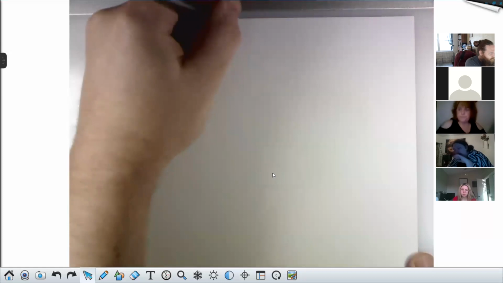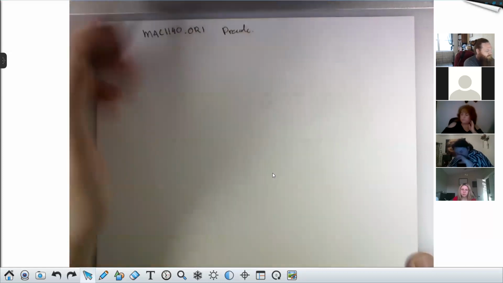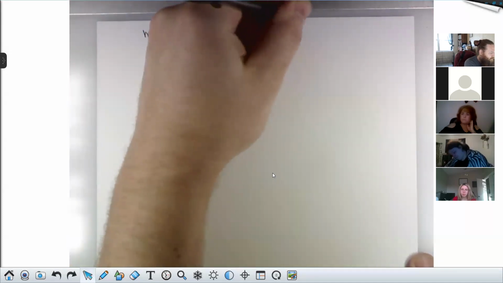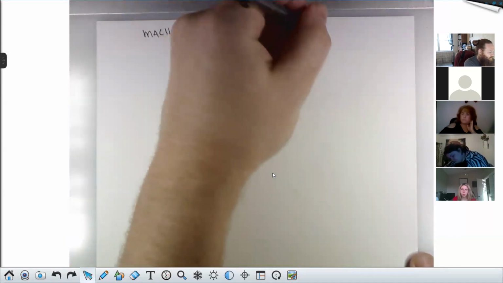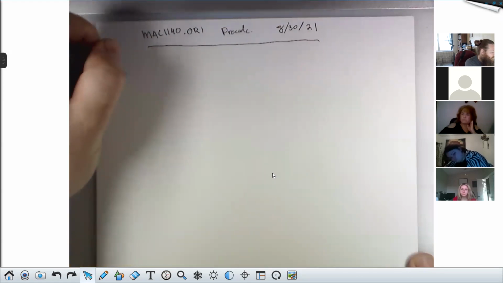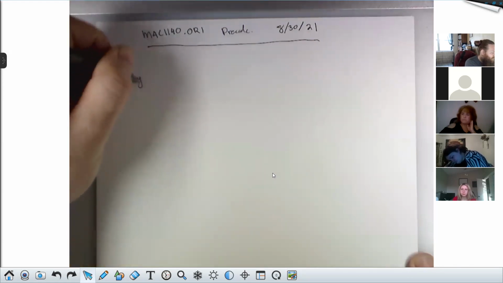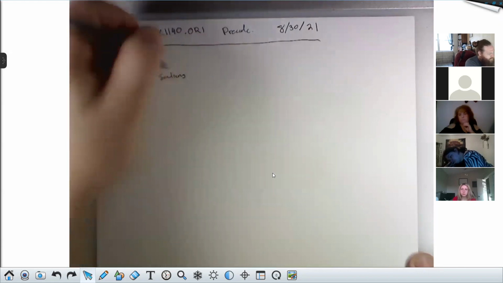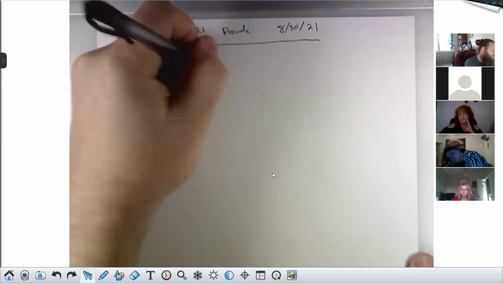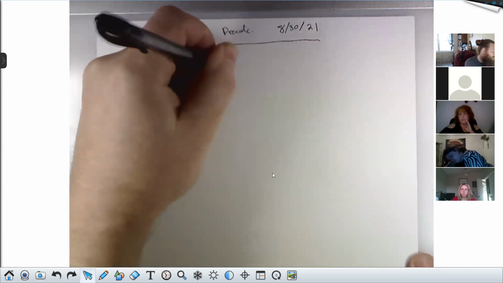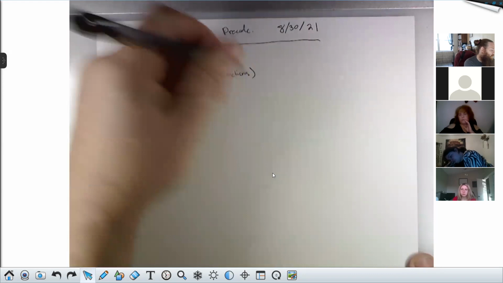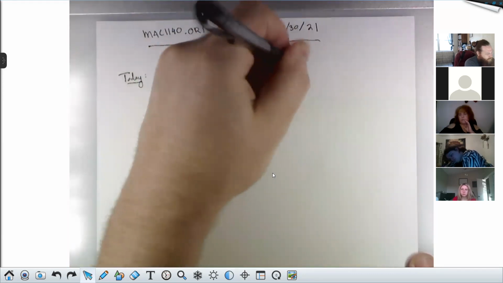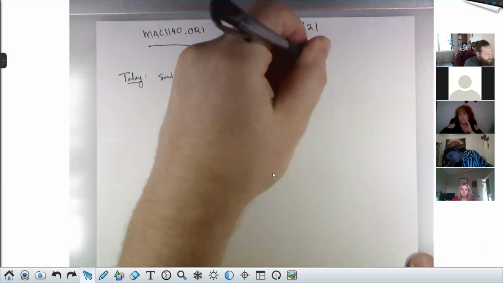So this is MAC 1140, Section OR1, that's a pre-calculus class, and today is the 30th of August, 2021. Today we're going to go over sections 2.1, which is just on sort of the definition of a function, and section 2.2, which is on graphs of functions.